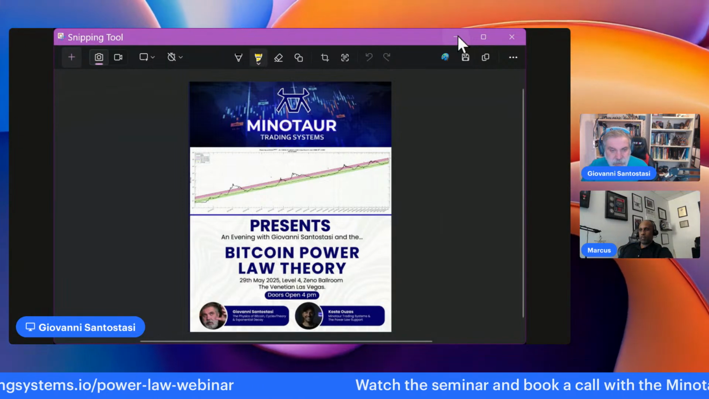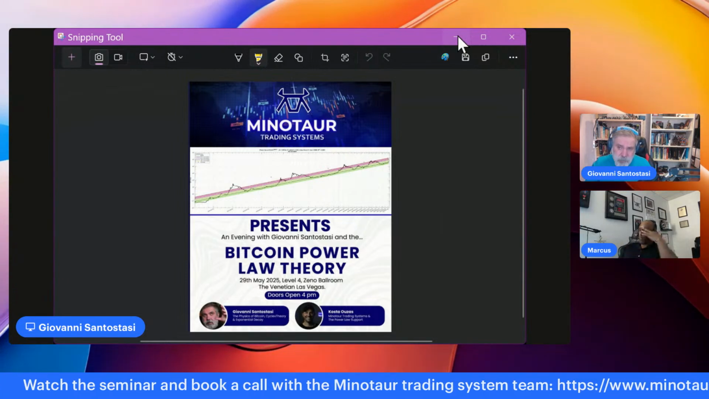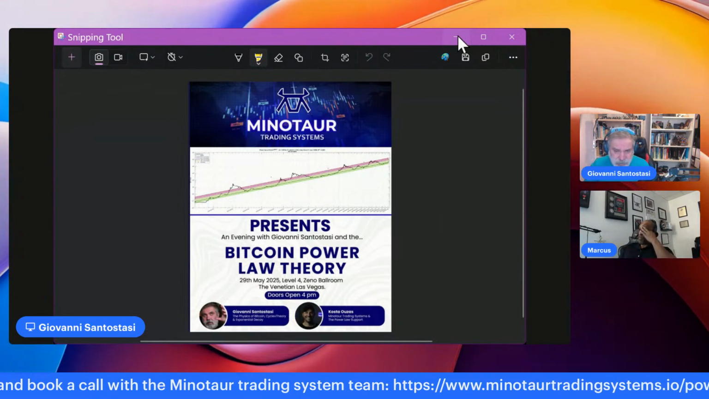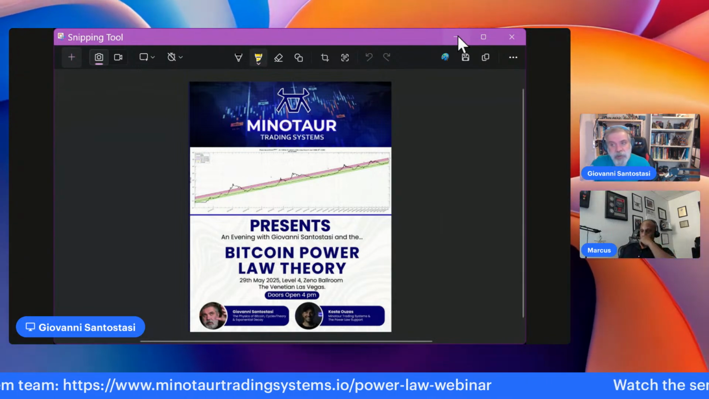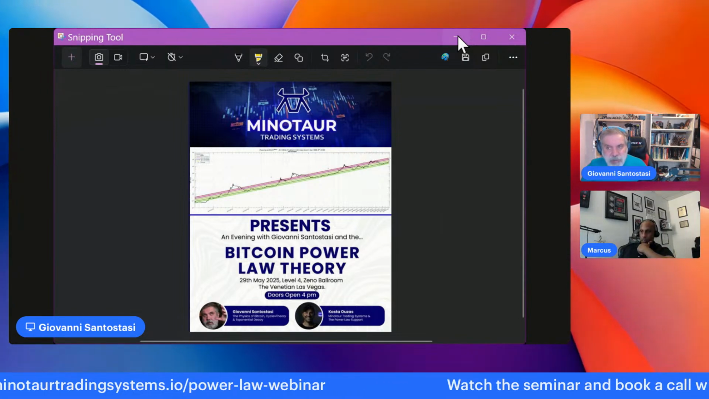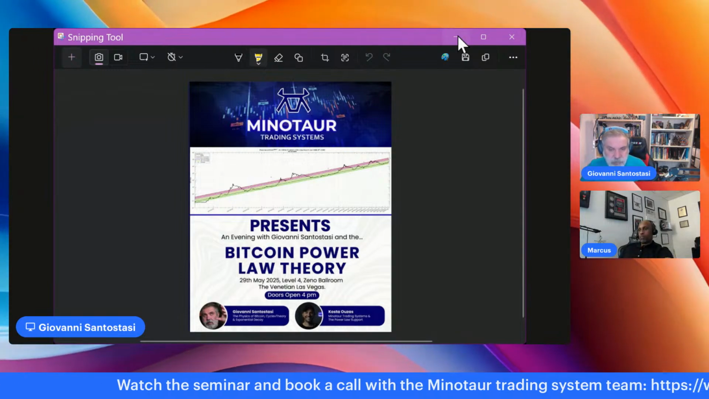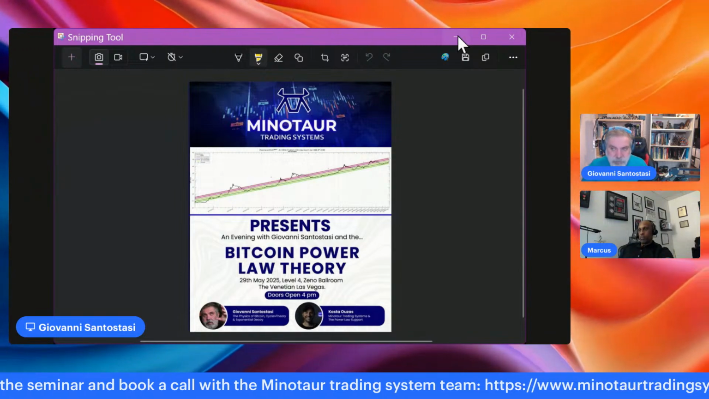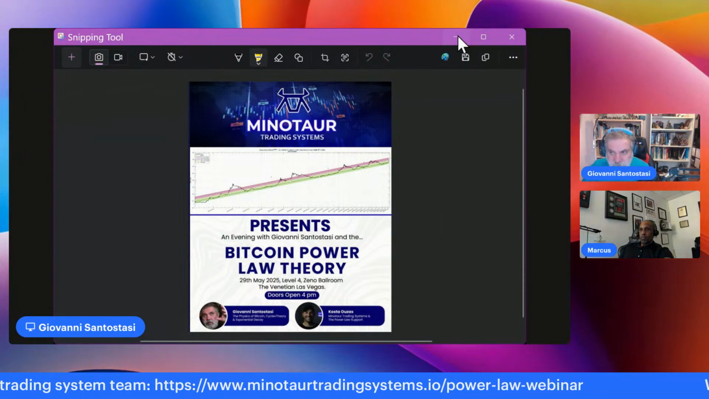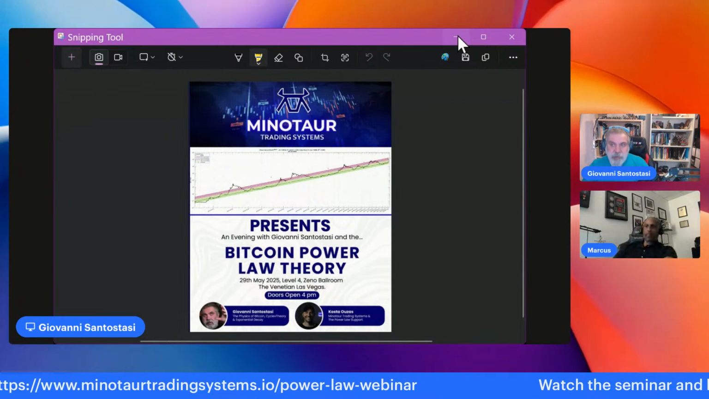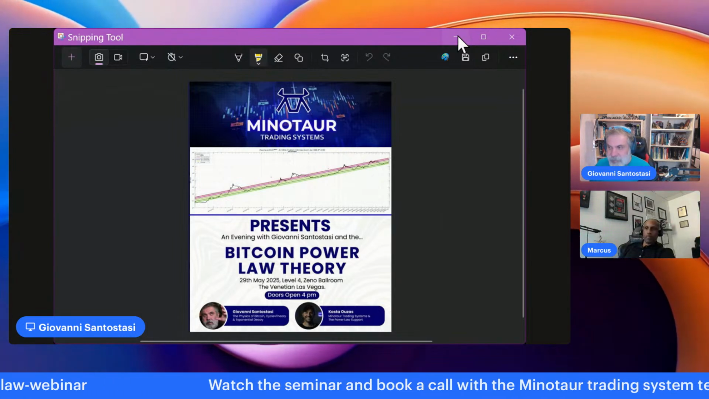So basically, it will be a presentation about the power law. We will cover all the basics, and it's very cool to do this in person. It's a different type of interaction. You can come and ask any question you want, and then we show you the trading system and how we integrate the power law with it. It's an opportunity to meet Marcos. Costa, the CEO of the Minotaur, will also be there, so you can ask all kinds of questions. It will be great just to meet in person, for all the people interested in the power law.